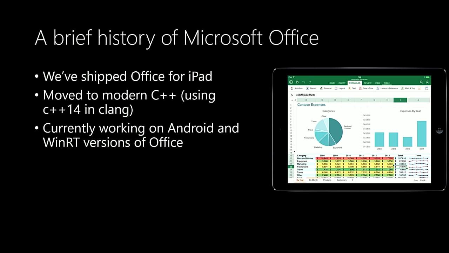We've moved to modern C++, although the better description is we are moving to the modern C++ because we couldn't find a switch to just move our code base to C++14. So we're just slowly going through this transition, but we are very determined because there are a lot of features that we actually like. And we are working on versions of Office for Android and WinRT, and I'll talk about some of the approaches that we are using for that.